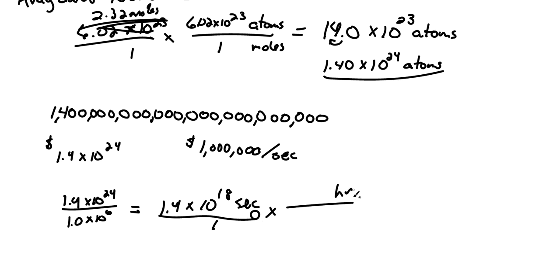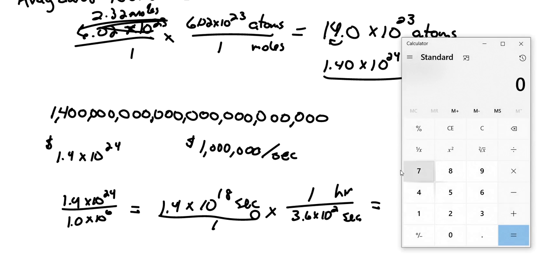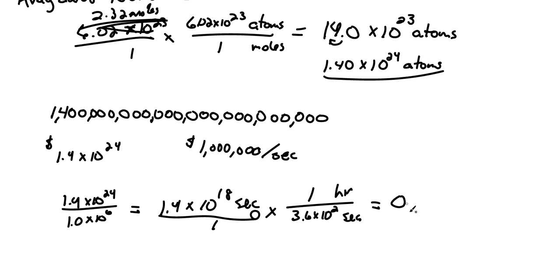Now let's go to hours. Now you know that there's 60 seconds in a minute and 60 minutes in an hour. 6 times 6 is 36, so we'll do 3.6 times 10 to the second seconds in 1 hour. So if we do this out, take our 1.4 divided by 3.6, 1.4 divided by 3.6 equals 0.38888. We'll just call it 0.3.